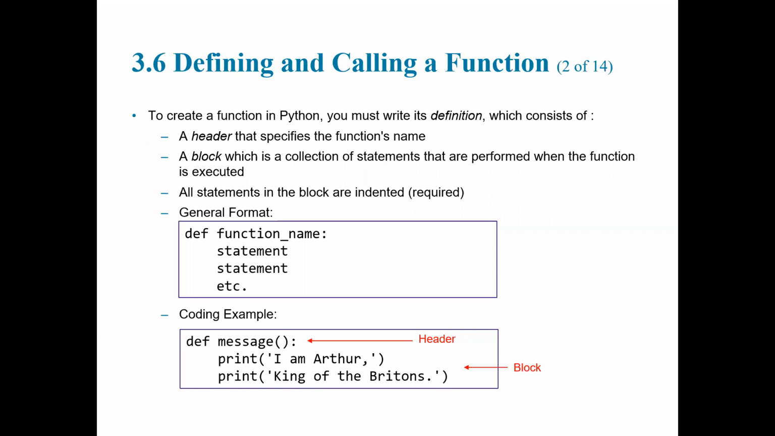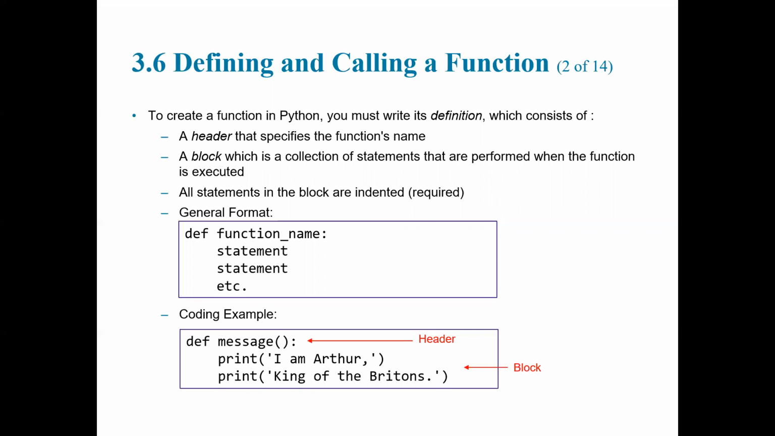Let's see how that relates to writing a function. To create a function in Python, you must write its definition, which consists of a header that specifies the function name, and a block, which is a collection of statements that are performed when the function is executed. All statements in the block must be indented. So here is the general format. We start off with the keyword def, then we have the function name, followed by the statements.